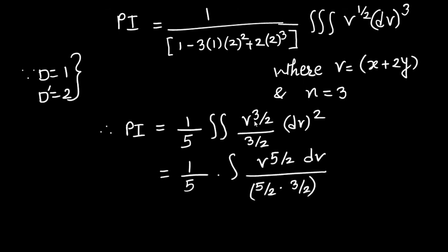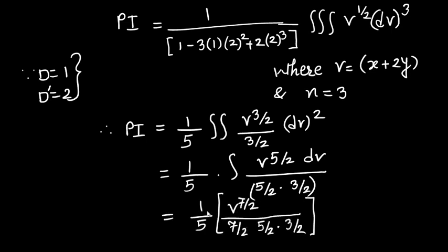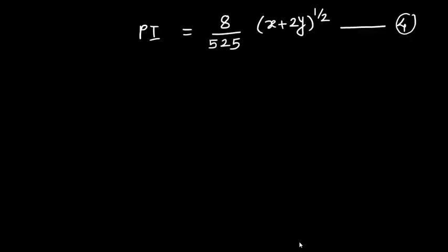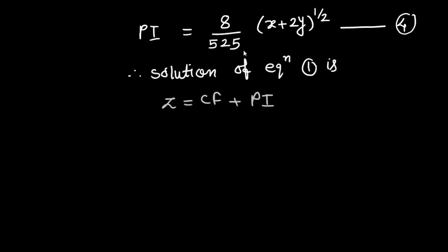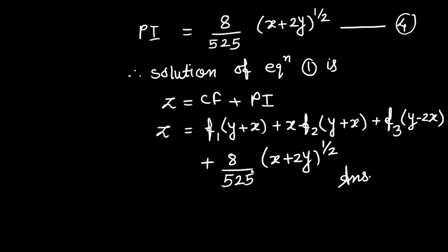Again integrate, v to the power 5 by 2 upon 5 by 2, and this 3 by 2 as it is. And again integrate, 1 by 5, v to the power 7 by 2 upon 7 by 2, and these 3 by 5 by 2 and 3 by 2 as it is. And lastly, we substitute the value of v, that means (x plus 2y) to the power 1 by 2, which is the required PI. Lastly, write down the complete solution z equal to CF plus PI. These first three terms are CF and the last term is the required PI. In this way, we solve the problem of the fifth case.